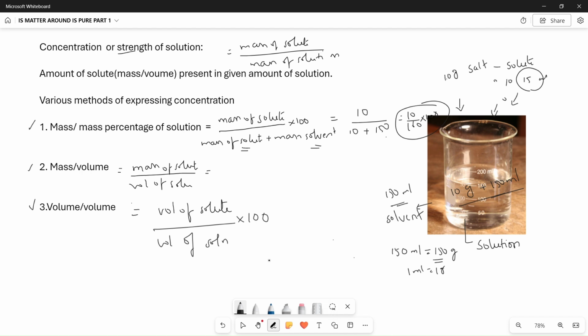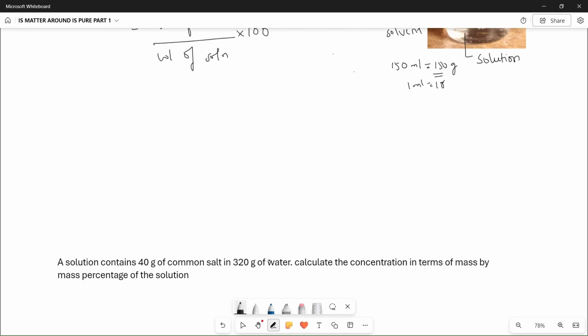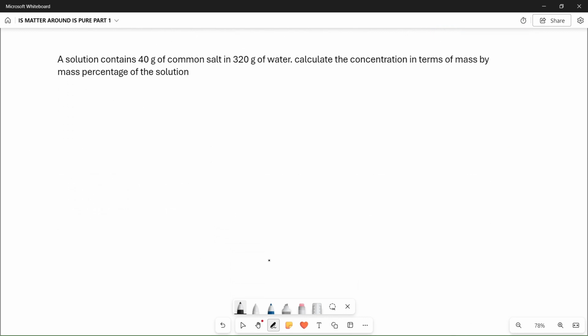Now we will discuss a numerical given in the textbook. A solution contains 40 grams of common salt and 320 grams of water. Calculate the concentration in terms of mass by mass percentage of the solution. Here, what is the solute? Salt. The solute mass is 40 grams, already given. What is the solvent here? Water. The mass of solvent is given in grams, not ml, and it is 320 grams.